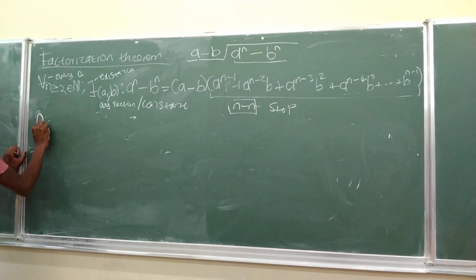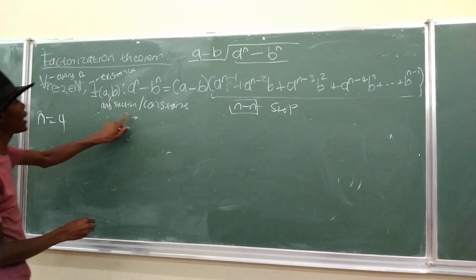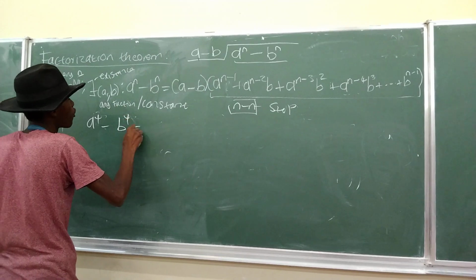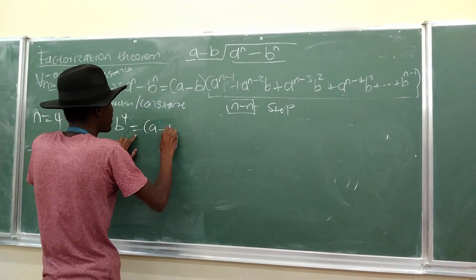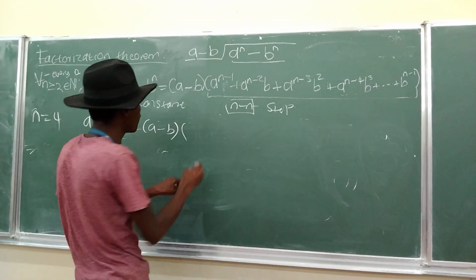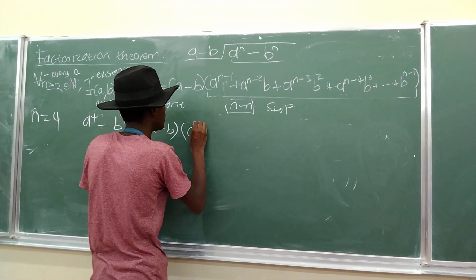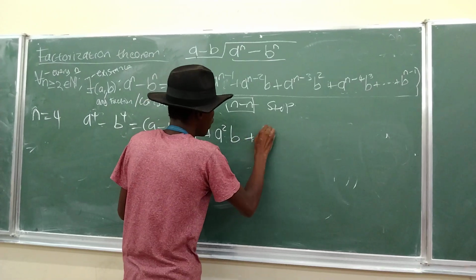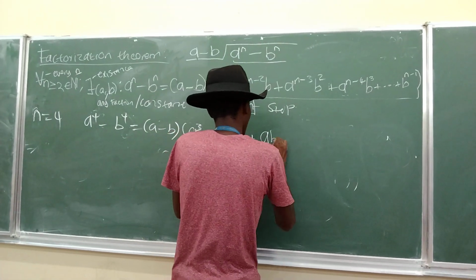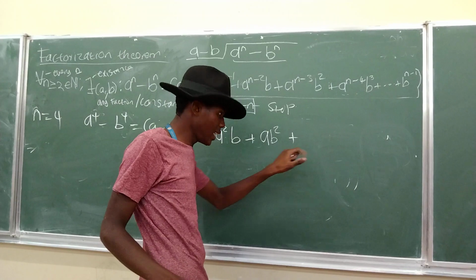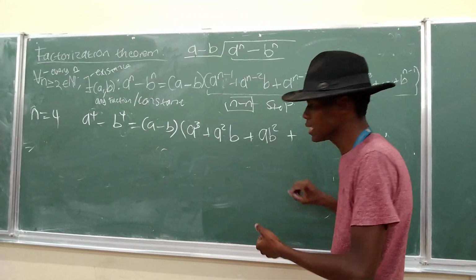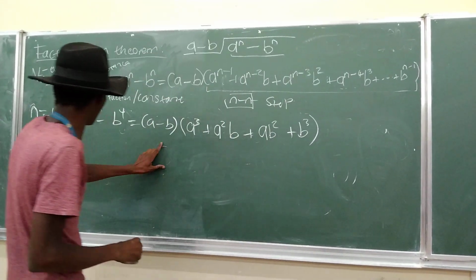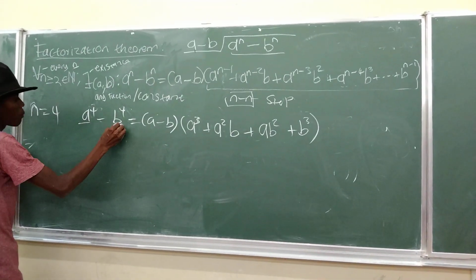Whenever our n is 4, realize that we follow a to the power 4 minus b to the power 4. This can be written as a minus b, times a to the power 4 minus 1 which is a cubed, 4 minus 2 a squared b, 4 minus 3 a b squared, and 4 minus 4 is b cubed.